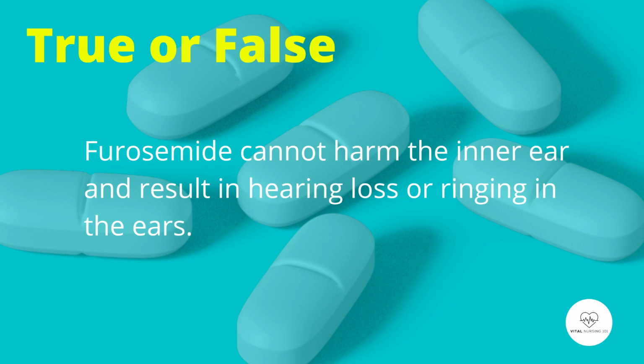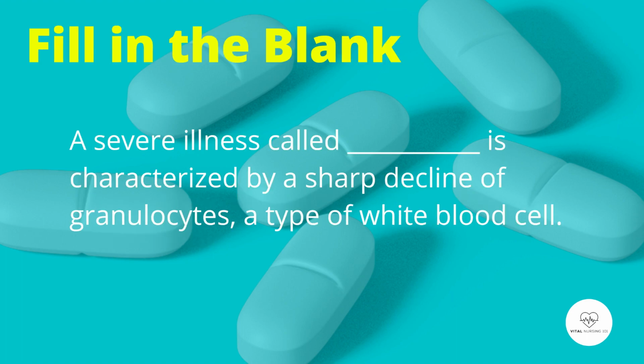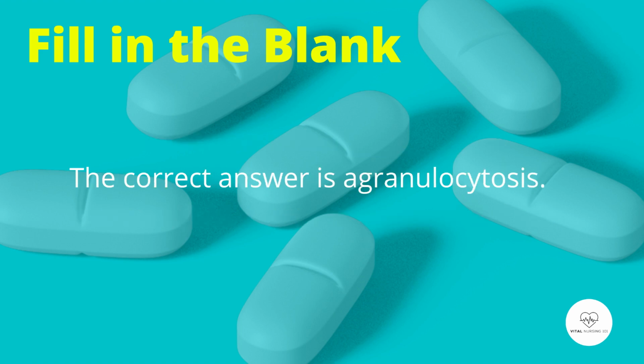Next question. True or false? Furosemide cannot harm the inner ear and result in hearing loss or ringing in the ears. The answer is false. It can harm the inner ear, causing ototoxicity. Next. Fill in the blank. A severe illness called blank is characterized by a sharp decline of granulocytes, a type of white blood cell. The correct answer is agranulocytosis.